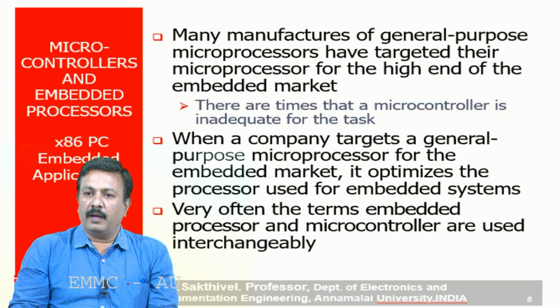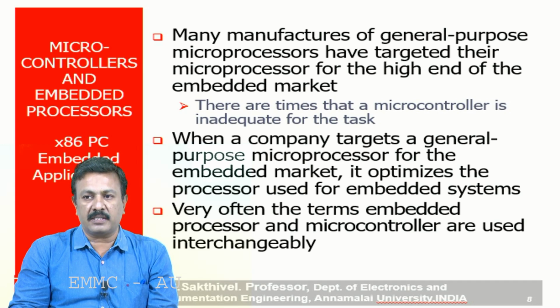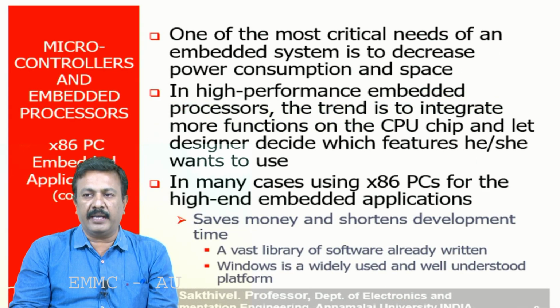Most manufacturers of general purpose microprocessors have targeted their microprocessors at the high end of the embedded market. There are times that a microcontroller is inadequate for the task. When a company targets a general purpose processor for the embedded market, it optimizes the processor for embedded systems. Very often the terms embedded processor and microcontroller are used interchangeably. One of the most critical needs of an embedded system is to decrease power consumption and space, because most embedded systems are battery operated.